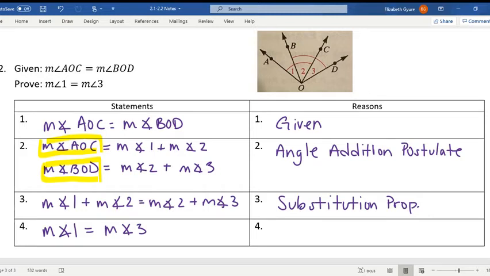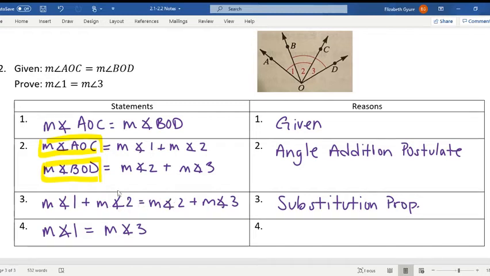Now we have this equation, but we don't want all of this. We just want to be able to say the measure of angle 1 equals the measure of angle 3. So how can we get from step 3 to step 4? Well, somehow we've got to get rid of the measure of angle 2.